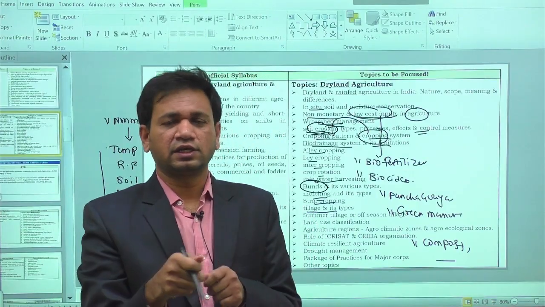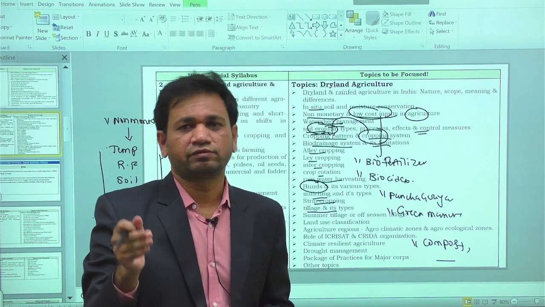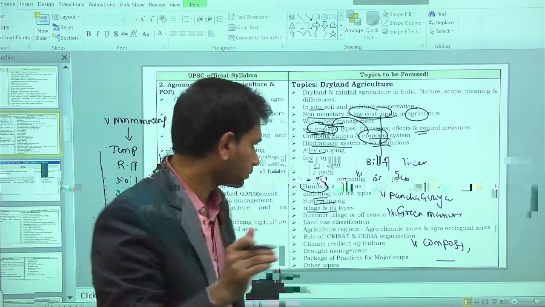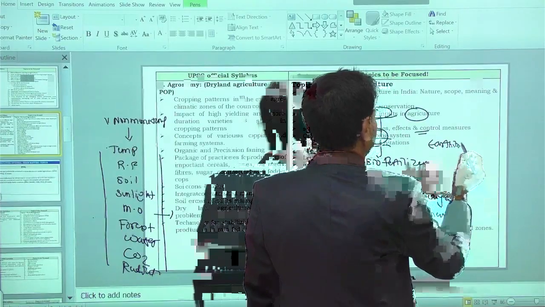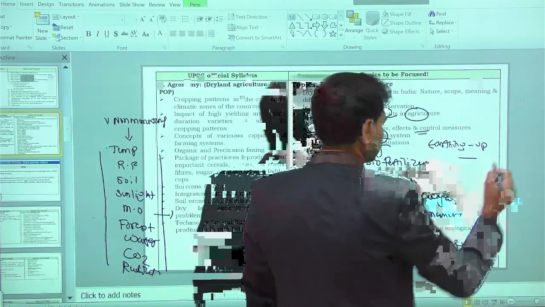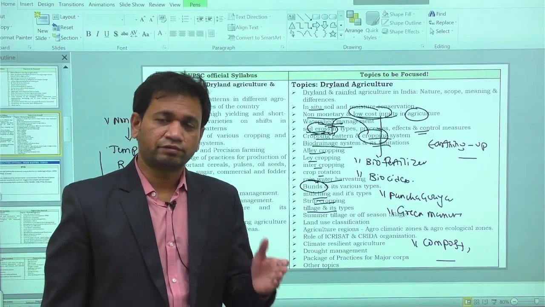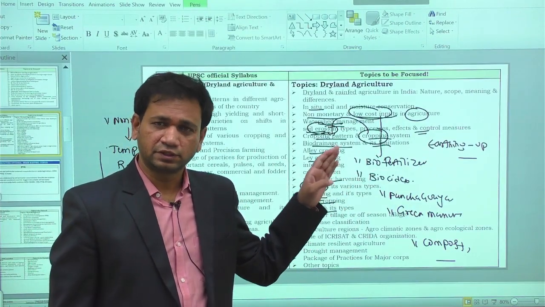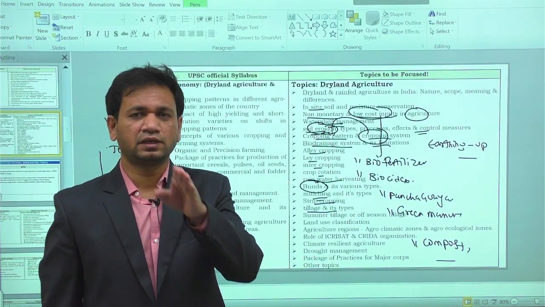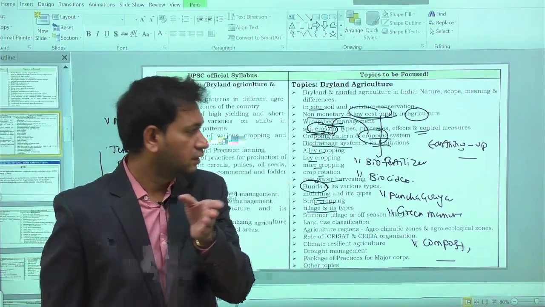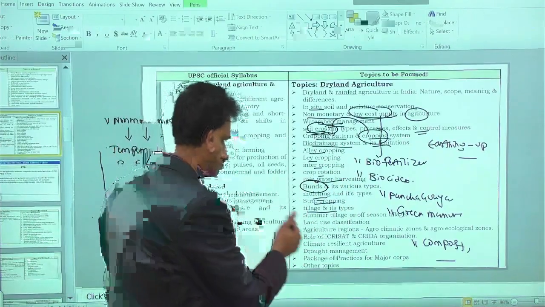Even earthing up is one of the types of tillage after the cultivation. After cultivation we have what we call earthing up. Especially in the case of vegetables, earthing up practice is very common. So one is the primary tillage, secondary tillage, then seed bed making, and another is the after cultivation practices, where we have earthing up. Okay. Then we have the summer tillage.